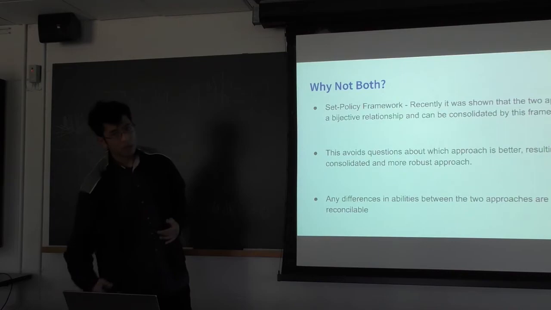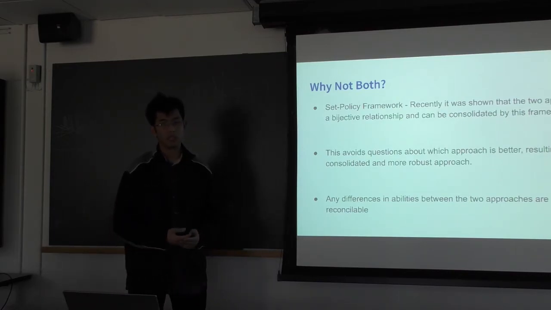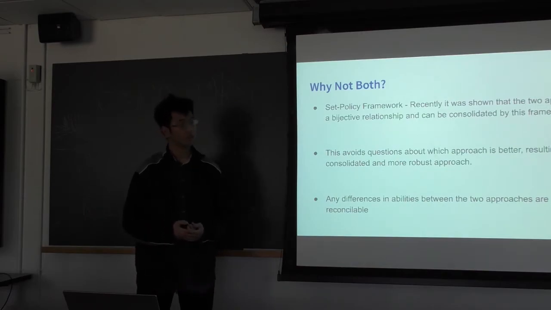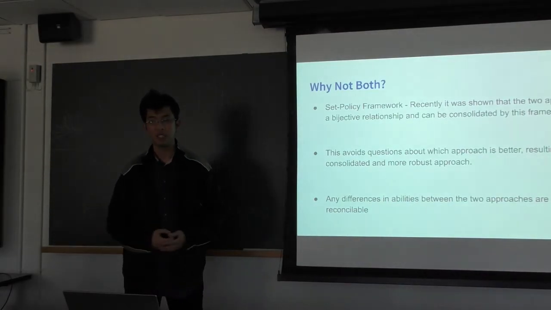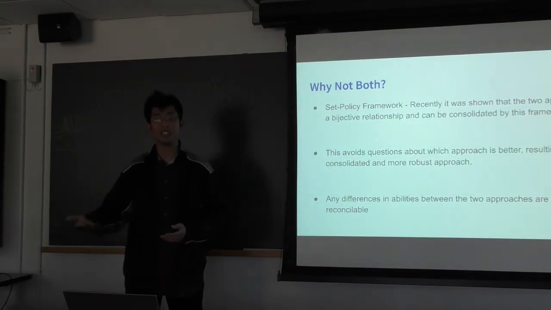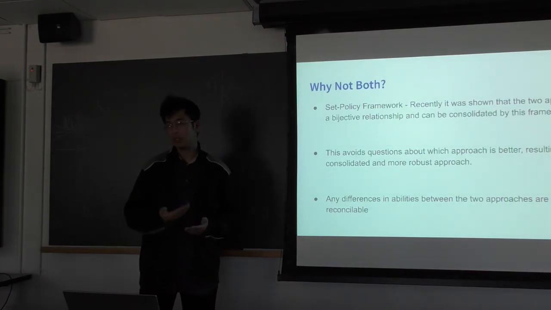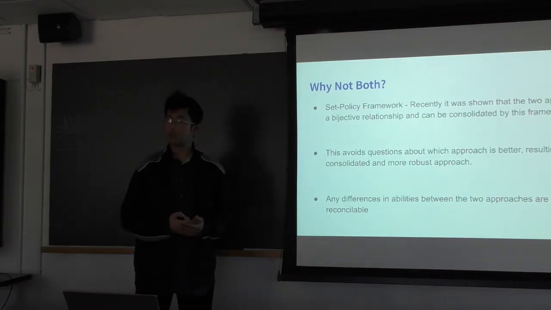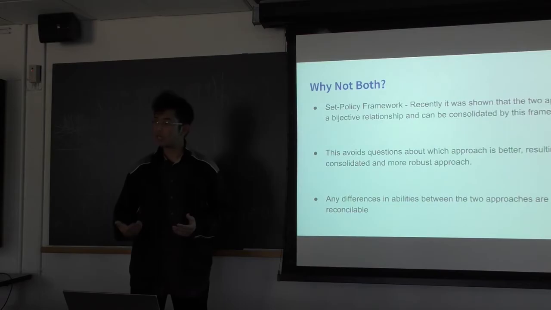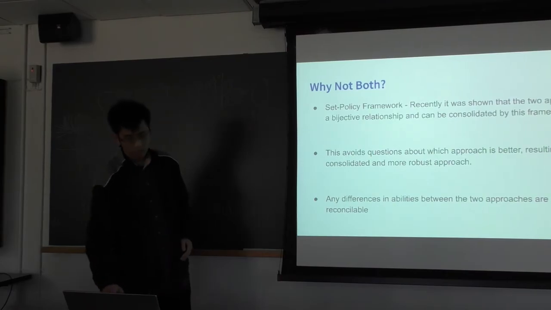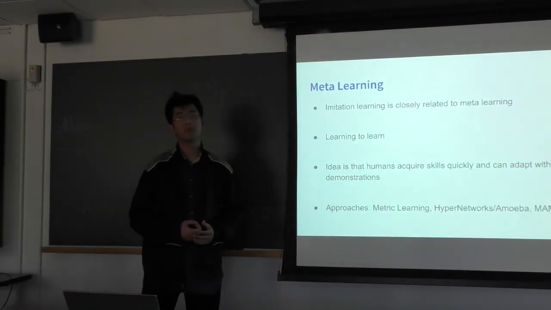So one question is, why can't we just do both? Why can't we use behavioral cloning as well as inverse reinforcement learning to find both the best solutions and the reward functions for the actions that we take? It was recently discovered that behavioral cloning and inverse reinforcement learning are equivalent methods. With a bit of work, you can recover the reward function even if you're using behavioral cloning, and vice versa, even if you're using inverse reinforcement learning, you can eventually find the best policies still.